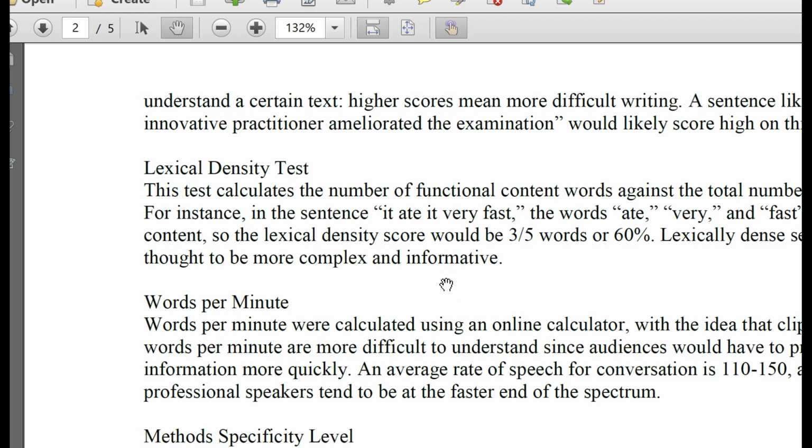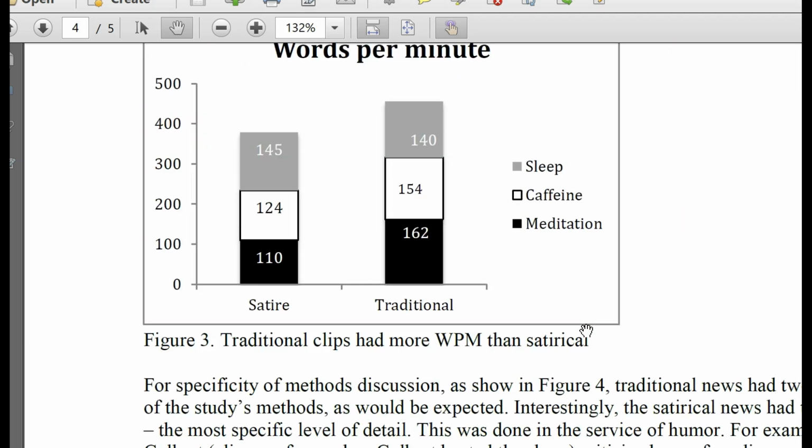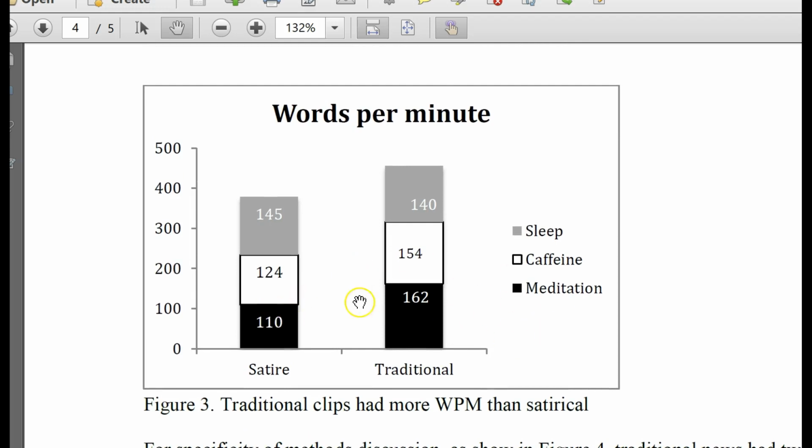So some sort of explanation of this. I would also expect, if it wasn't already specified earlier in the methods, which tool was used to calculate these lexical density scores. Note also, here's words per minute. And so it explains how it was calculated with an online calculator. And again, if I go down here to words per minute, we can see a breakdown of this.